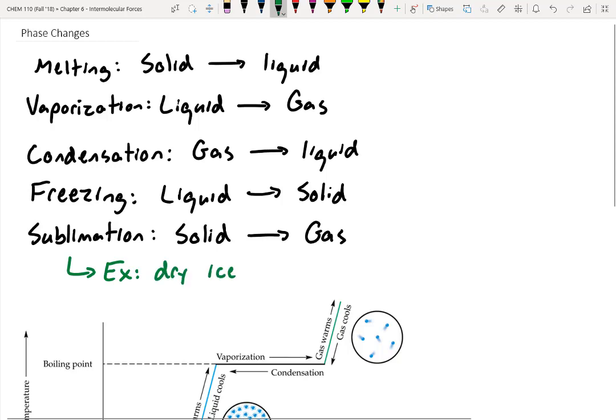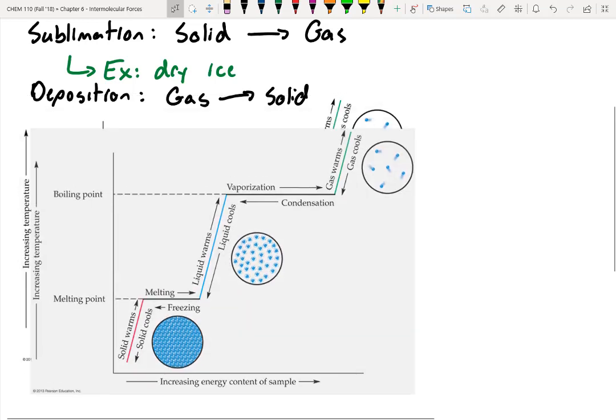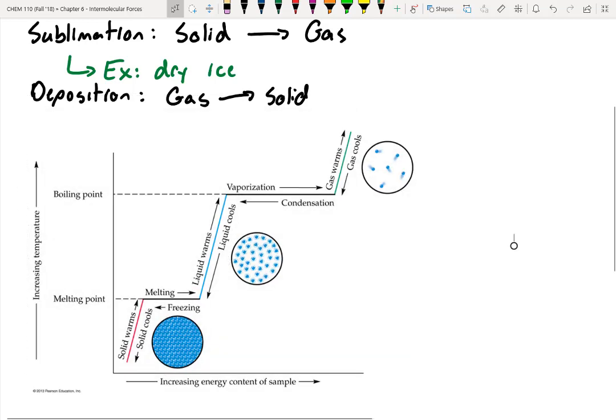There's also the opposite called deposition, where you can go from a gas to a solid. But that's more a rare example. So sometimes you can actually plate out a gas into its solid phase. It's often done in the semiconductor industry to have a really thin coating applied to a material.